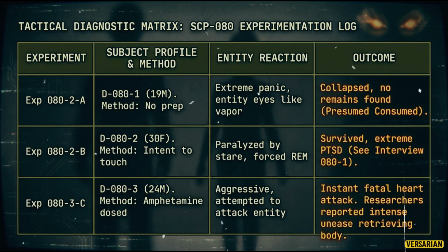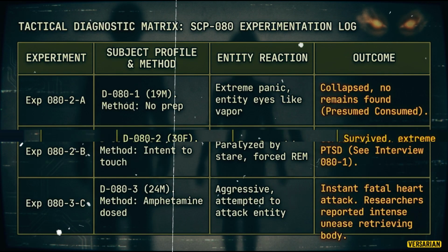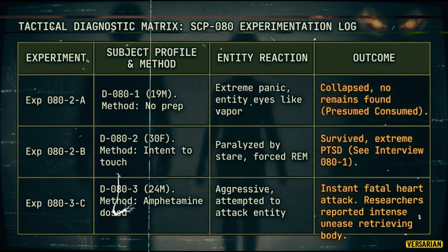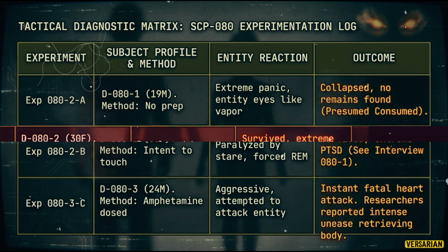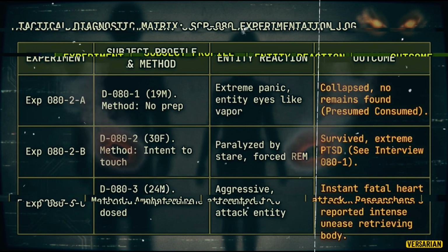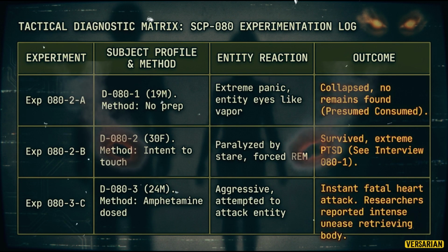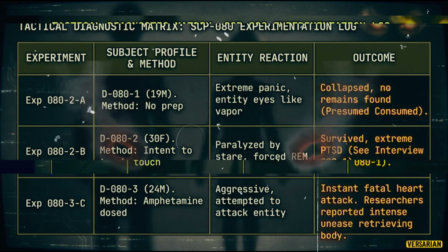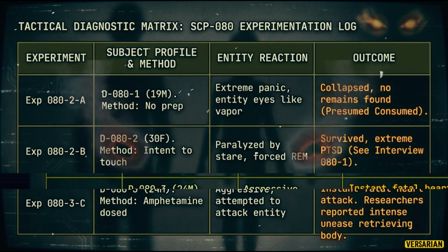But the most telling case? D080-3. We dosed a 24-year-old male with powerful amphetamines to counteract the sleep effect. The second he tried to physically attack the shadow, he instantly suffered a massive fatal heart attack. And the researchers who had to retrieve his body, they reported an overwhelming feeling of unease and a hyper-awareness that the entity was right there in the room with them.